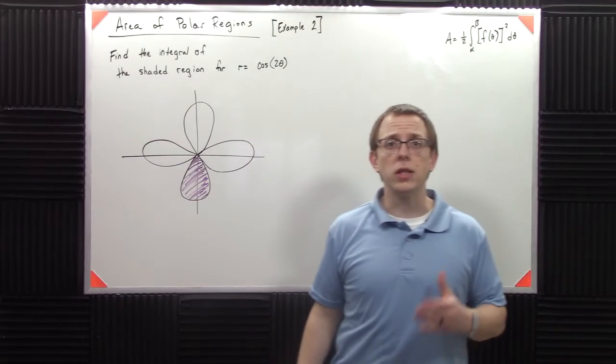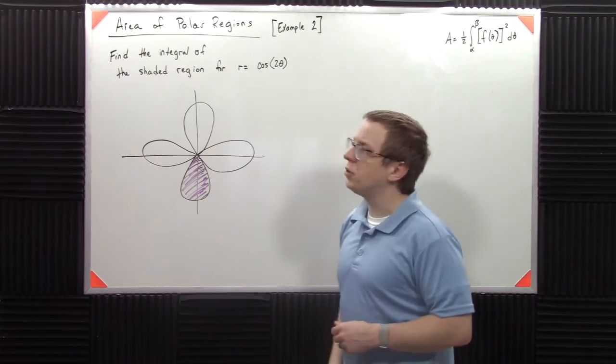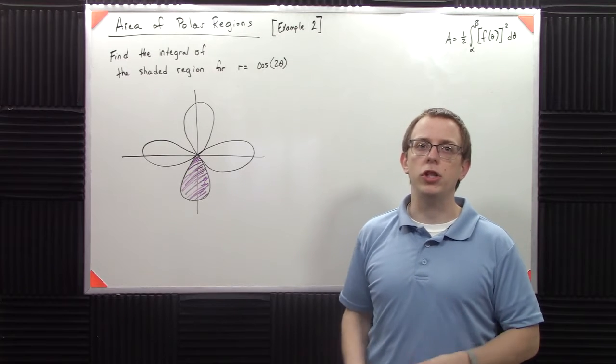Here we're going to look at a slightly more challenging example than we were doing before. We have r equals cosine of 2 theta, and we're going to take a look at the shaded region and figure out what the area of that shaded region is.